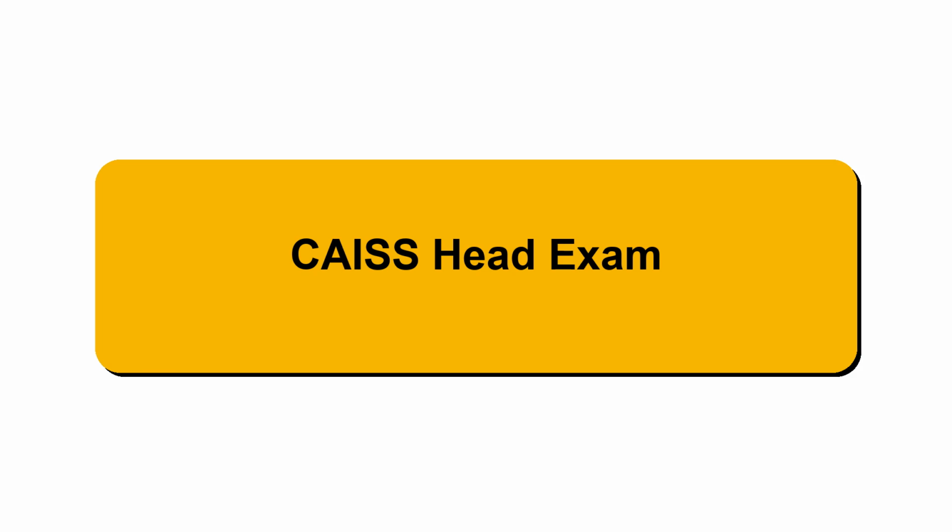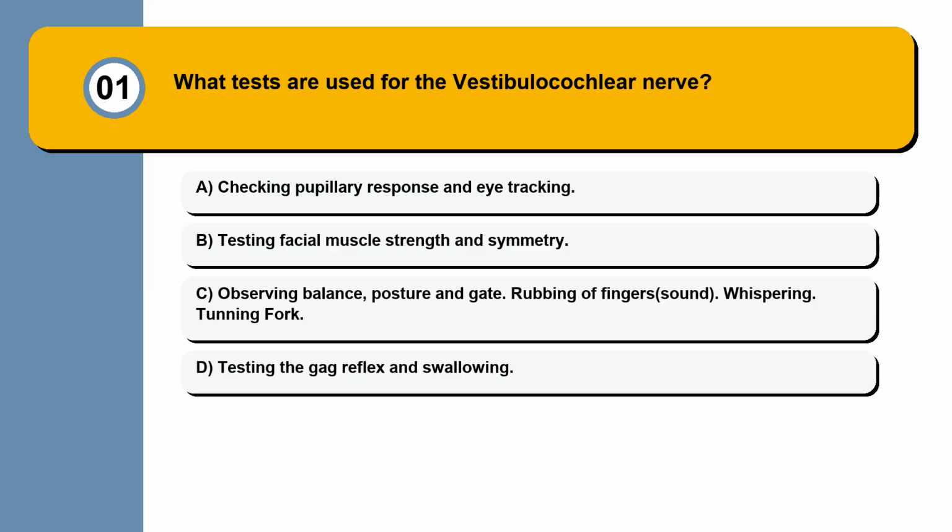CAISS Head Exam. Question 1. What tests are used for the vestibulocochlear nerve? Checking pupillary response and eye tracking. Testing facial muscle strength and symmetry. Observing balance, posture, and gait. Rubbing of fingers, sound. Whispering. Tuning fork. Testing the gag reflex and swallowing.